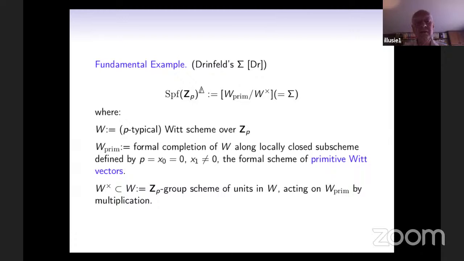And then the group of units of the W acts on that. So you can look at the corresponding stack, parametrizing torsor plus a map to W prime. And this is the Sigma. So quite a complicated object.